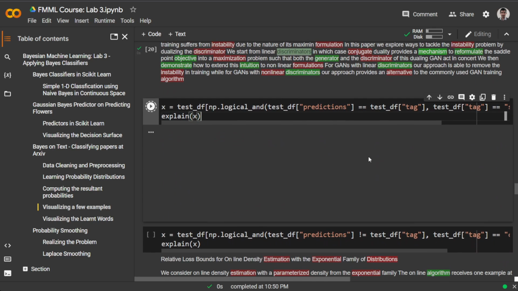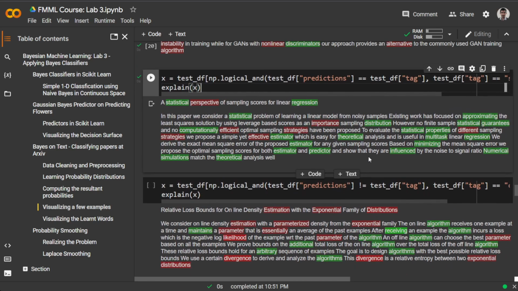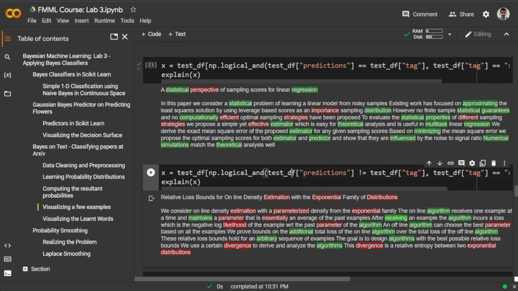Next, we take a look at a statistics paper which shows similar traits, and you can explore this in detail. Words like regression, statistical, etc. help you guide towards it being statistics, whereas words like perspective and others guide towards computer science because they appear in those papers more. Efficient strategies, these are definitely computer sciencey words.